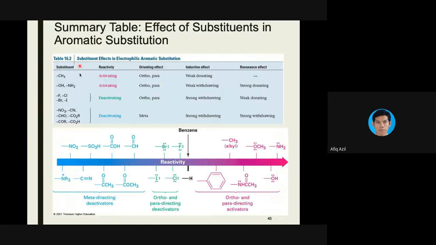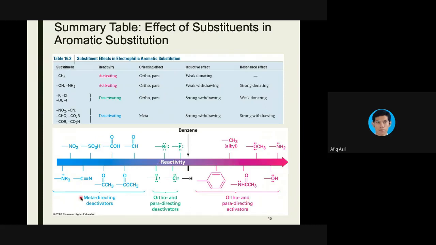Okay, this is the summary table for the effect of substituents in aromatic substitution. This slide is, to me, one of the most important parts of this unit or chapter. So maybe you can print and paste it on your study table and try to memorize it, especially this arrow over here with all of the different substituents.